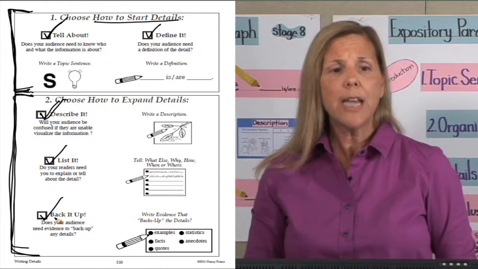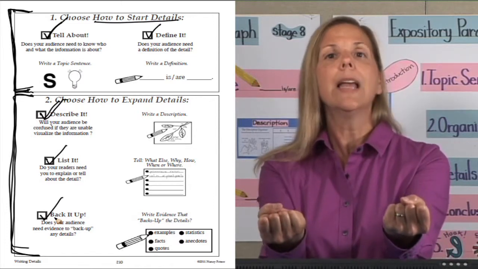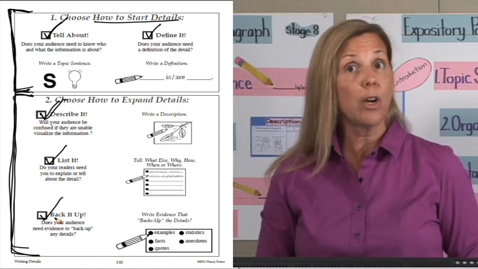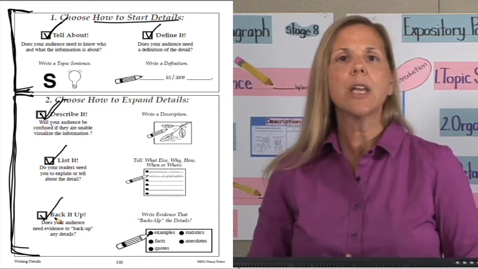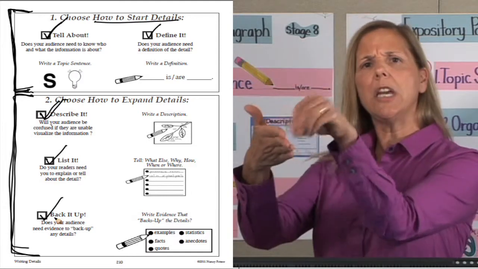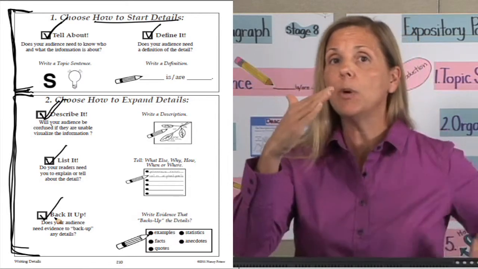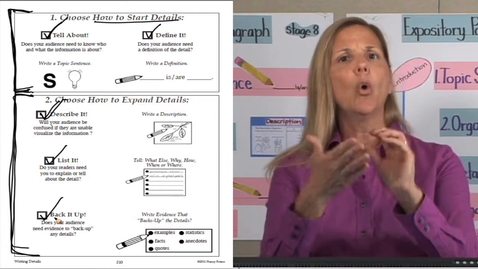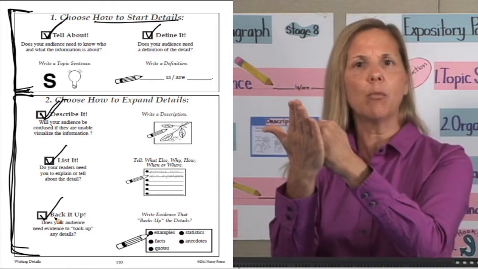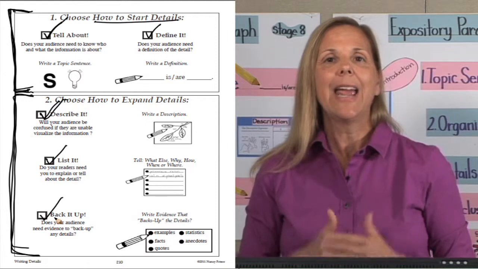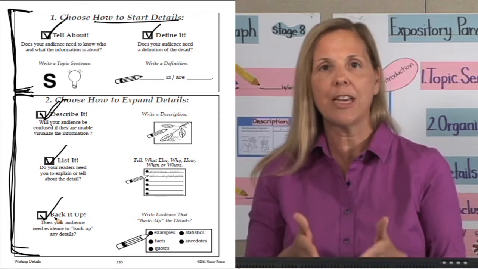So we will have tell about it. Tell about your detail. Who or what is it about? What about it? S light bulb. And or, if you need a definition, define it. Finally, once you start your details, then you can ask the kids, do we need to describe it, list it, tell more about it? Do we need to back up this detail? So, to expand details, do we need to describe, list, tell more, or back it up? And you'll choose which ones you need in order to tell the information that you're writing about.